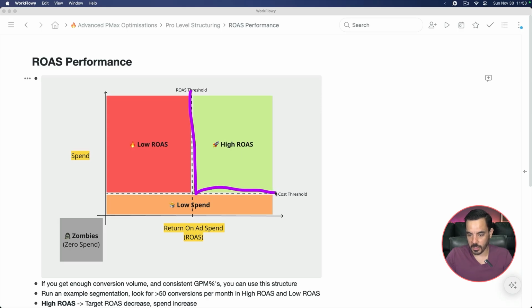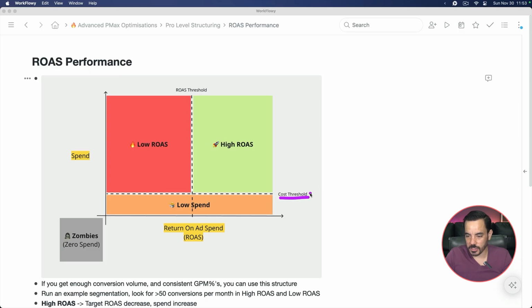So these products go into one campaign for the high ROAS products, and that's based on their previous ROAS performance. And then you've got low ROAS products. These are the products that are above a certain spend threshold, but below your ROAS threshold. So these guys are generally dragging down your overall performance, and we pull them out into their own campaigns so that you can get their ROAS higher, right?